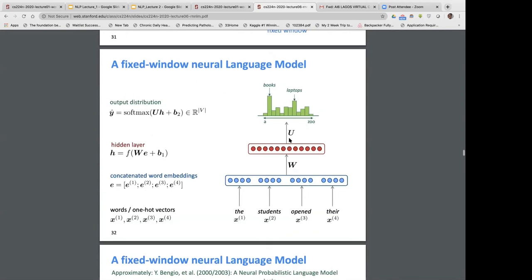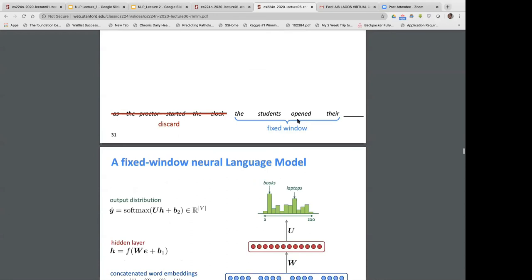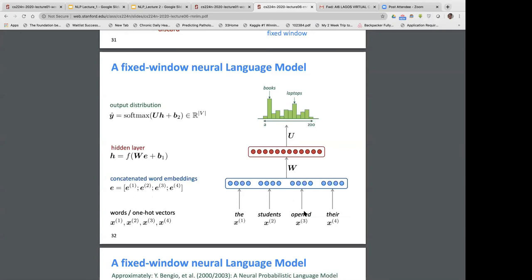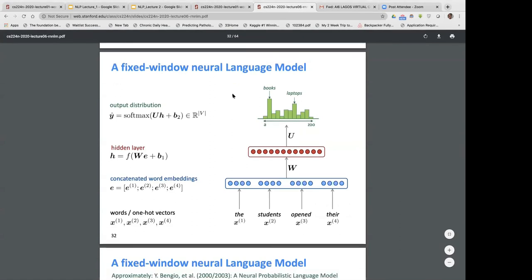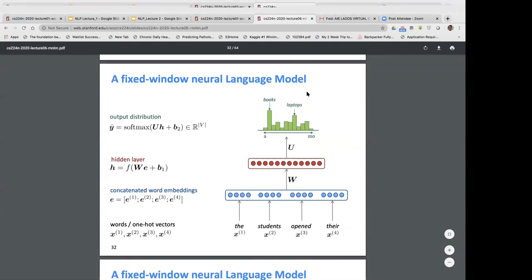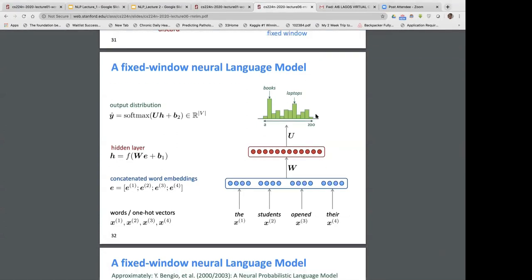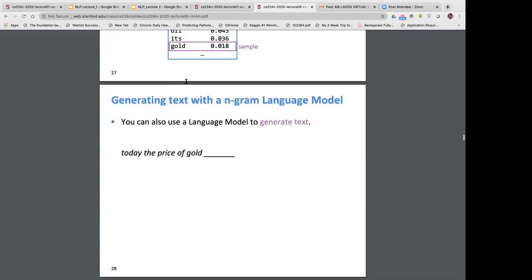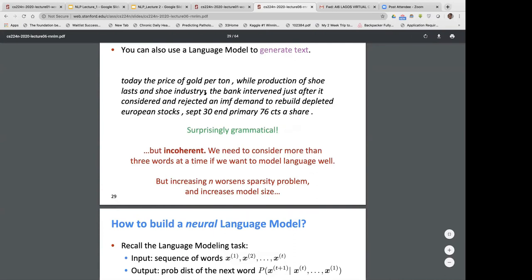After getting that, you now discard this and focus only on "students opened". But we understand that when training models, we have our targets and our outputs. You have your input and you have your target. So when training your model, it takes this, depending on the size of your fixed window. Let me go to a longer example. Let's say this is what our text looks like.